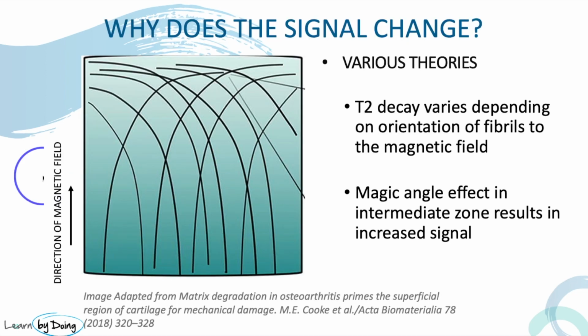And there are various theories regarding this. Some of the theories relate to T2 decay, saying that in the deeper layers there's faster T2 decay, so the signal drops. The signal in the intermediate layer has a longer T2 decay, so then the signal is higher, and then as you get to the superficial layer, the T2 decay is strong again. Some theories also talk about magic angle, saying that this orientation of the cartilage fibers results in a magic angle effect, which is why that intermediate layer is bright. I think for us, in terms of diagnosis, it doesn't make too much difference, but it's useful to have some understanding of why there's a difference in signal.